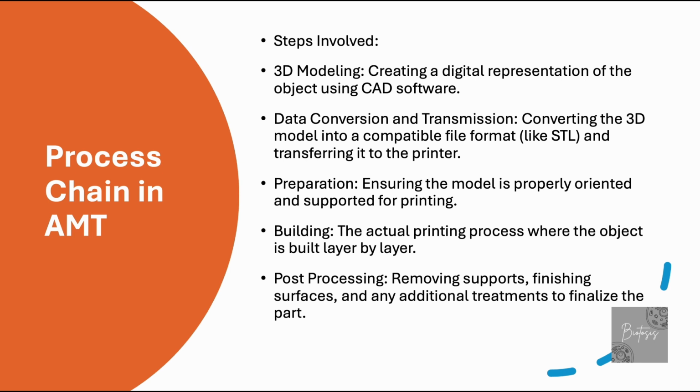Okay, now moving on to the process chain in additive manufacturing. The steps involved are 3D modeling, data conversion and transmission, preparation, building and post processing. Let's read and I'll explain as we go along, right? The first is creating a digital representation of the object using CAD software. We have already talked about CAD software. It's somewhat like Paint, right?